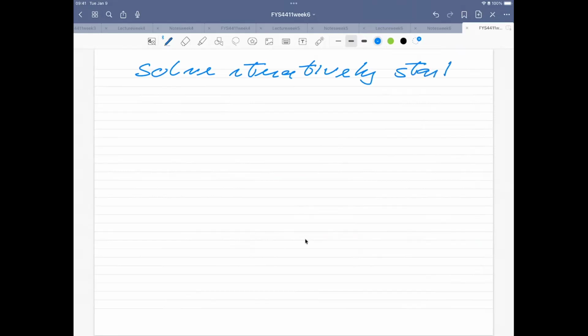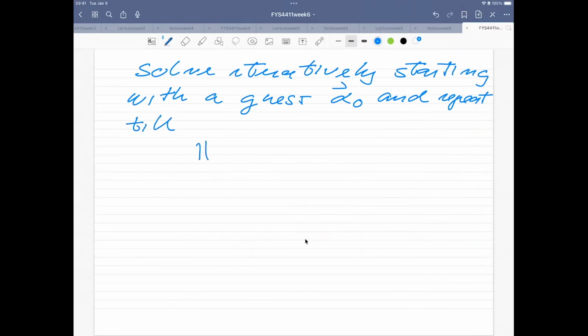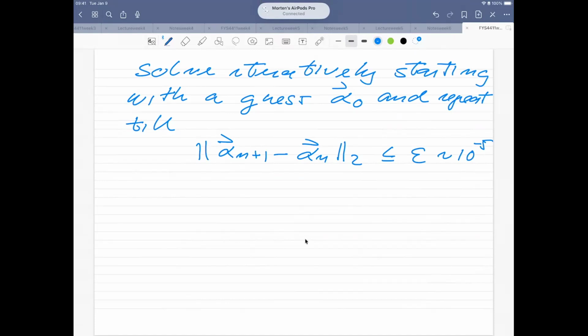Starting with a given guess, alpha 0, and repeat till the difference, the norm 2 of the vector alpha n+1, not hat, minus alpha n, is smaller than some prefixed quantity. And this quantity could be something like, let's say, 10 to the minus 5 or other values, which you set. This is a norm 2.